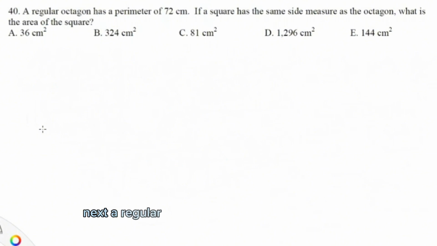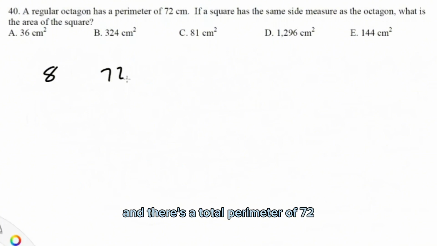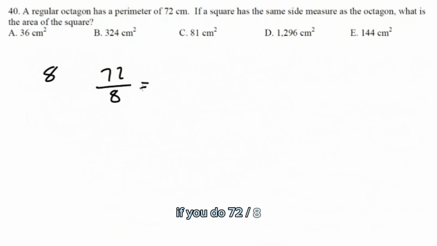Next, a regular octagon has a perimeter of 72 centimeters. If a square has the same side measure as the octagon, what is the area of the square? Alright, so in a regular octagon, all side lengths are the same. Meaning, if it has 8 sides and there's a total perimeter of 72, we can do 72 divided by 8 to get the length of one side, which is 9.